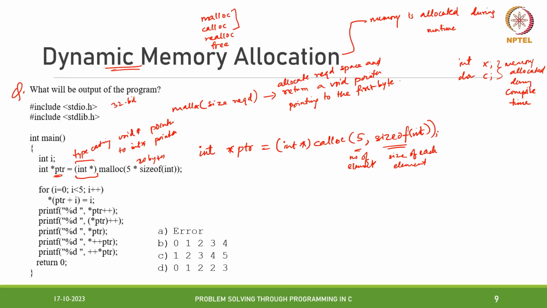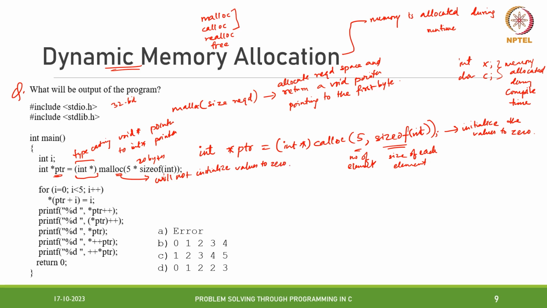So I'm saying I need 5 elements of the size of int, and calloc has a specialty that it will initialize the values to 0. Okay, that is only in calloc. Malloc will not do that. Malloc will not initialize the values to 0. Only calloc will do that.